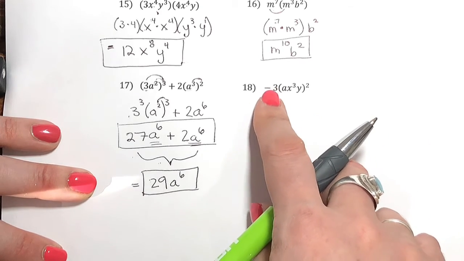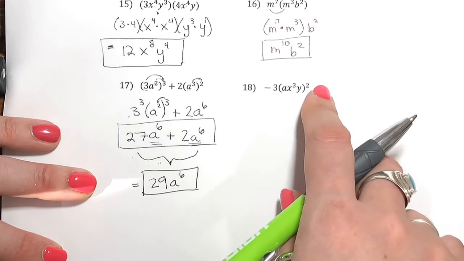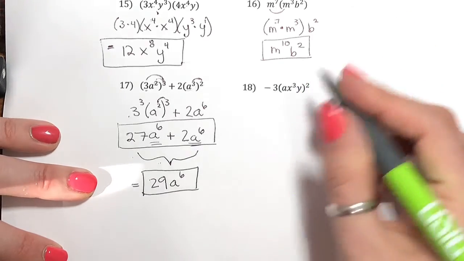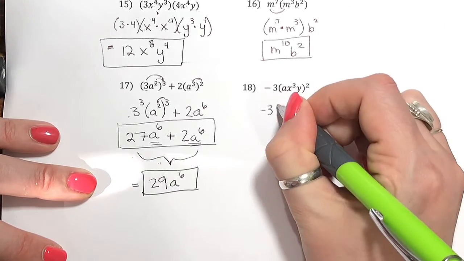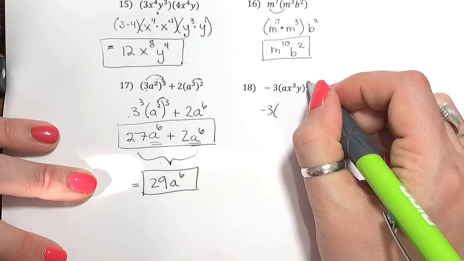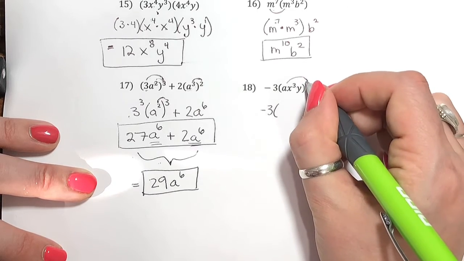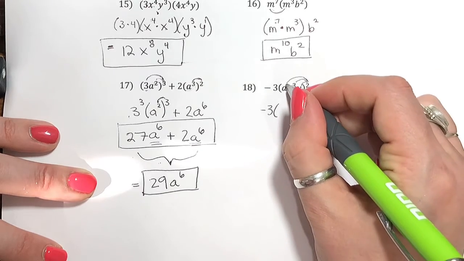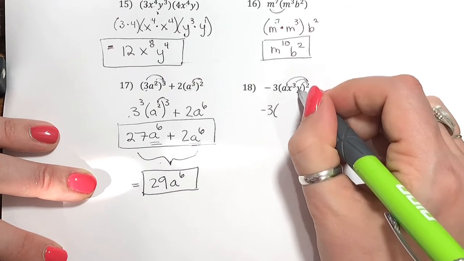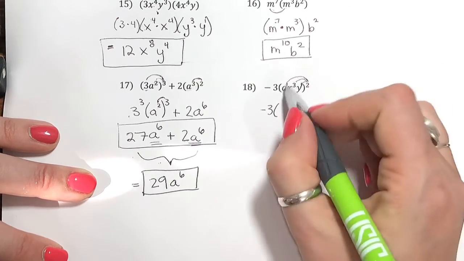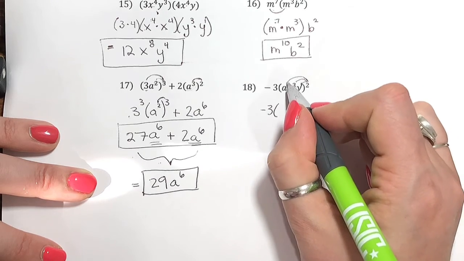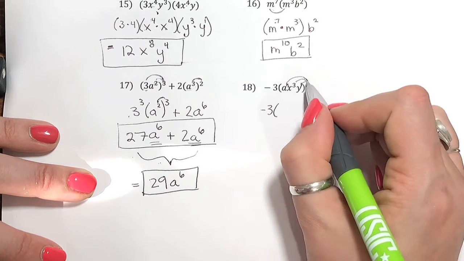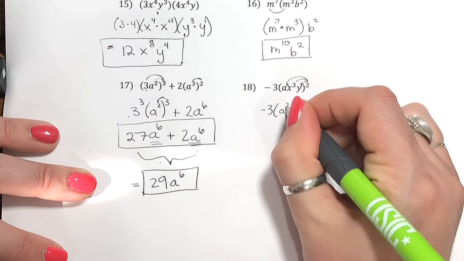Okay, let's try this last one. Notice this -3 is not inside the parentheses, so that square does not apply to it. So it's just going to hang out in the front. But then this square needs to come to the a, it needs to come to the x, and it needs to come to the y. So this a right now has a power of 1, same with the y. So when I bring that power in, I times it to the other power. So 1 times 2 is 2.